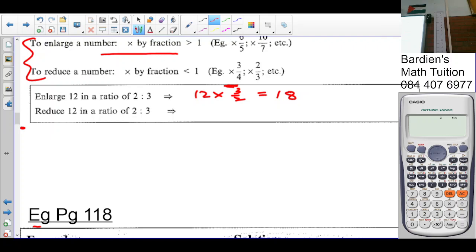In the next question it says reduce 12 in the ratio 2 is to 3. So how do I do that? 12 multiplied by 2 over 3. And 12 multiplied by 2 over 3 is 8. You see that it got smaller in that ratio. Right? Okay?